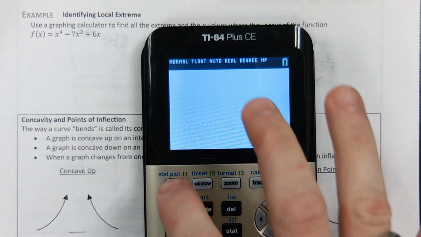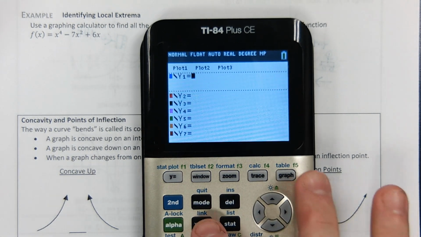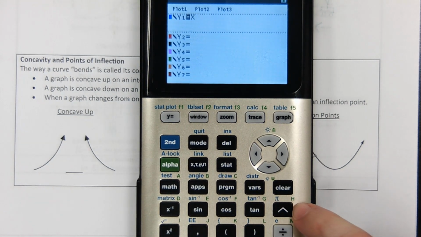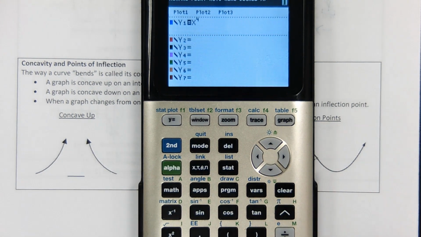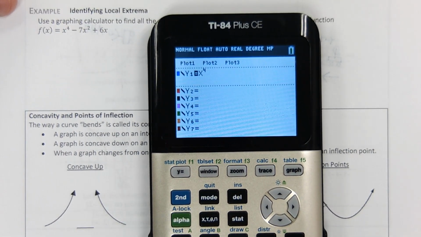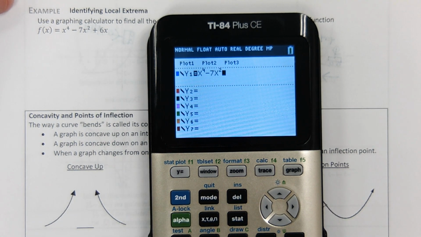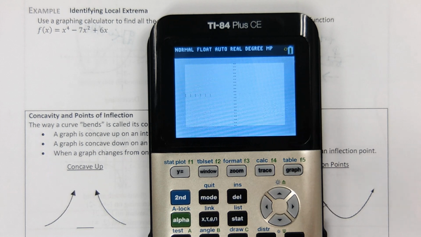Got it turned on, go to y equals, clear it out. Here's our x button. Raised to the power is the caret symbol right here underneath clear, and fourth power. My calculator is still sitting in the exponent position, so I have to hit the right arrow to get out of exponent position. Minus 7x squared, squared button on the left-hand side, plus 6x. Last time I graphed, I was in the standard zoom. So I'll just hit graph.